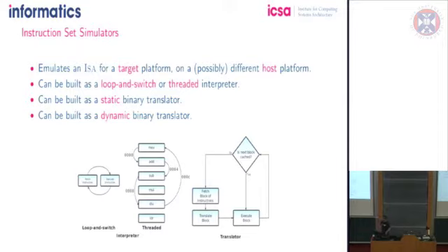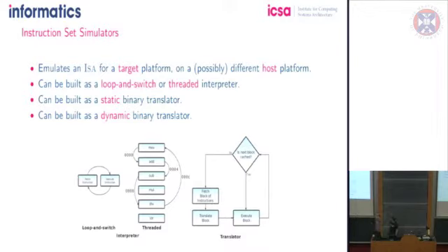We can build it as a simple loop and switch interpreter, so we just fetch an instruction from the input binary, loop around, execute it, and then do it again. So we fetch the next instruction, execute it, and keep going around. We can do better than that. We can do threaded interpreters. As you can see, we've got this not working laser pointer. A simple threaded interpreter is where we directly branch to the implementations of the instructions.